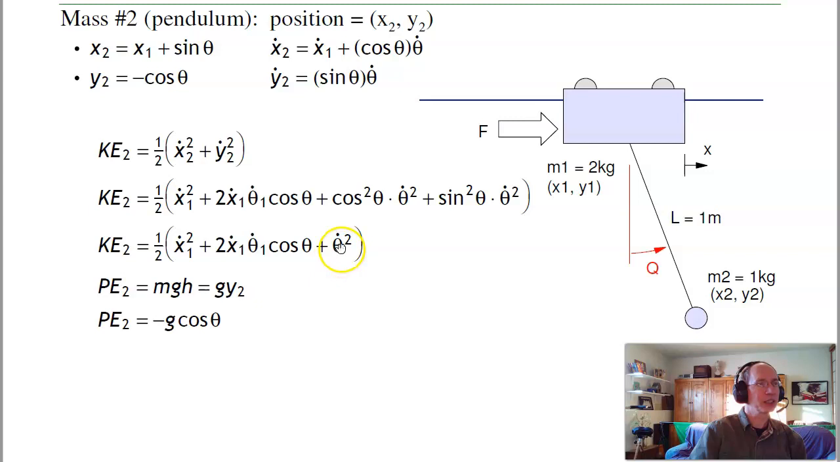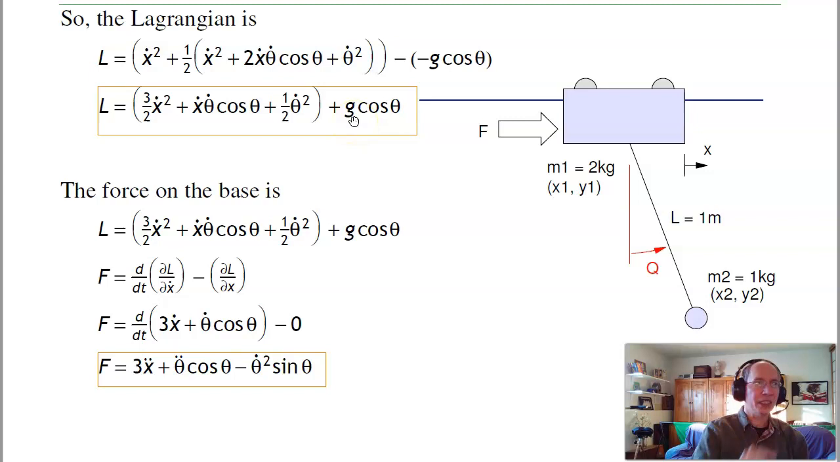And that all simplifies. So there's the kinetic energy of the ball. The potential energy is just mgy. y is minus cosine theta, so the potential energy is mg times minus g cosine theta. Put the two together: the kinetic energy of the first mass plus the kinetic energy of the second mass, minus the potential energy of the first mass, which was zero, plus the potential energy of the second mass. Here's my Lagrangian.